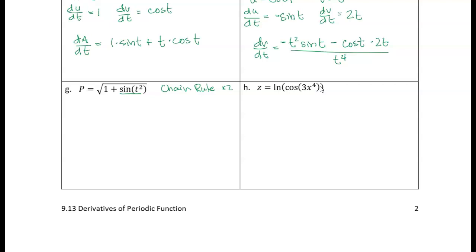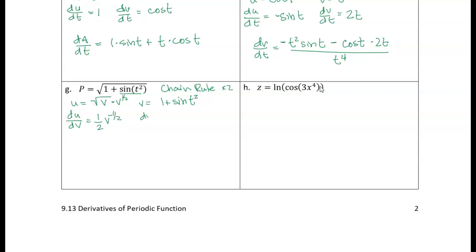So again, I'll just take it slow. I'm going to call the outside function the square root of v, where v is equal to 1 plus sine of t squared. So the derivative of u with respect to v is, remember this is equal to v to the 1/2 power. So I can use the power rule on it. So using the power rule, I get 1/2 v to the minus 1/2.